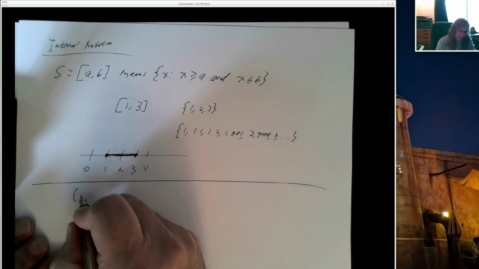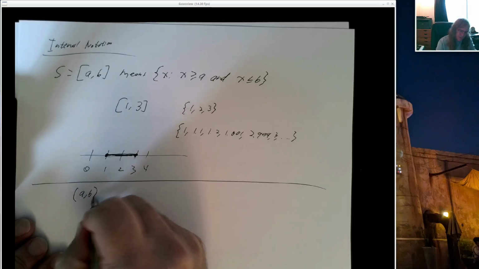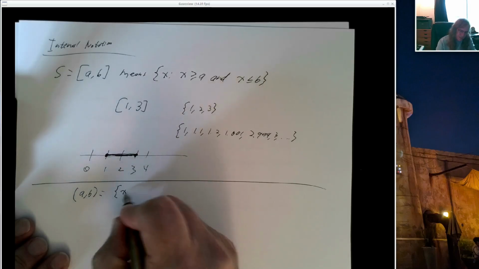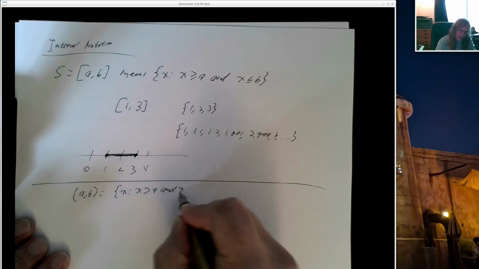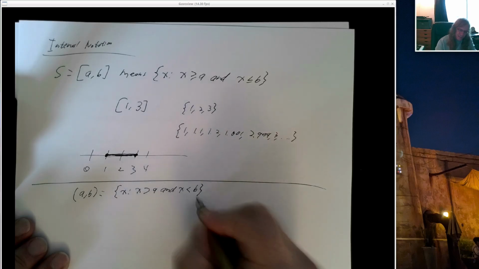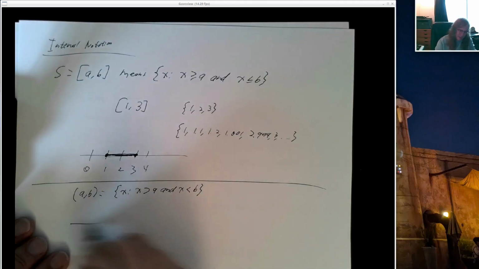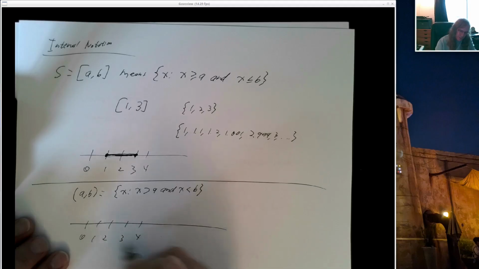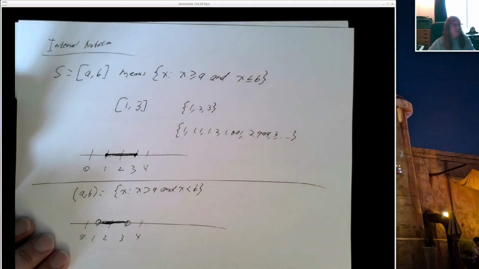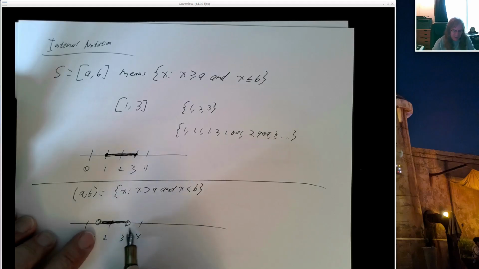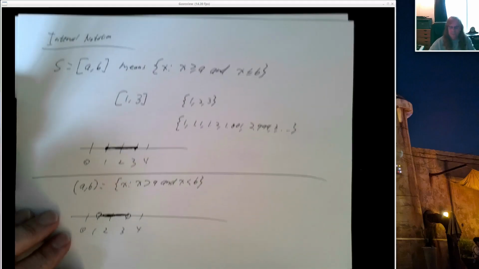We also have a notation A comma B in parentheses. This is the set of all x such that x is strictly bigger than A and x is strictly less than B. And so if we draw this on a number line, it's all the stuff between 1 and 3, but not including 1 and 3. And so sometimes we draw a little circle at those ends to say, hey, it excludes these numbers, but it's got everything in between.